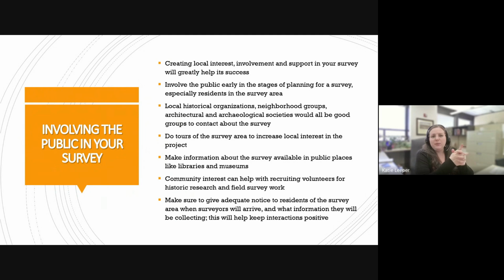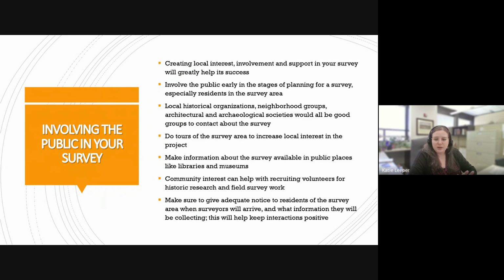The Park Service recommends getting the public involved in the early stages of planning a survey, especially for those who live in the survey area. You don't want it to come as a surprise, but also they can help in finding you resources. There can be oral histories and stories that you receive that can help inform your research. And they may just be interested in getting involved in the process of the survey.